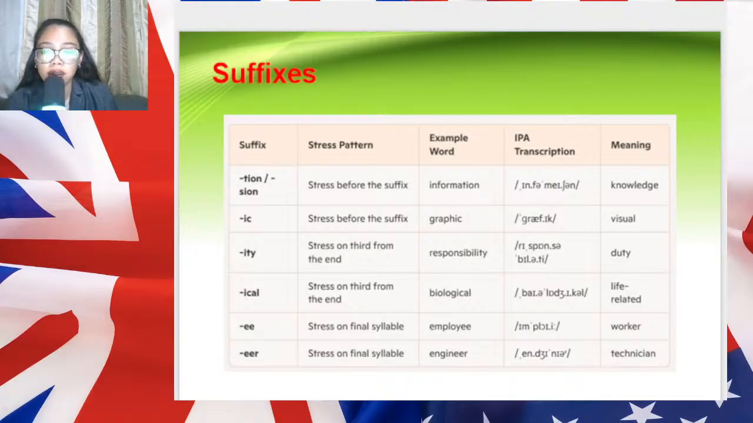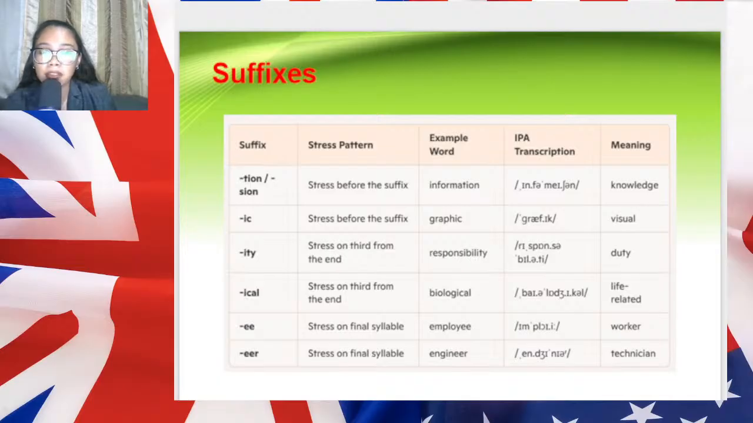Now, here, the stress pattern is that you stress before the suffix. Okay, stress before the suffix. Meaning the stressed syllable is before tion or before sion. Say for example, information. Again, information. Look at its IPA transcription.